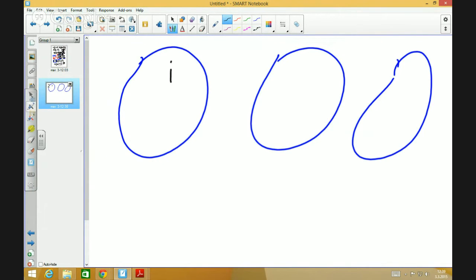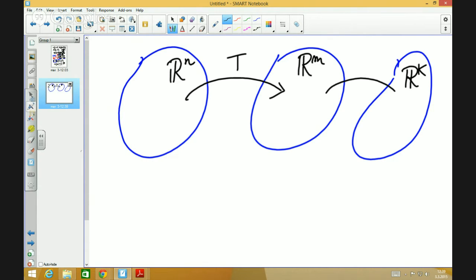So this is Rn, this is Rm, and this is Rk. These are our collections of vectors of appropriate dimension. And we have a function T that goes from Rn to Rm, and you have a function S, just to be consistent with what I had on the slide, that goes from Rn to Rk.